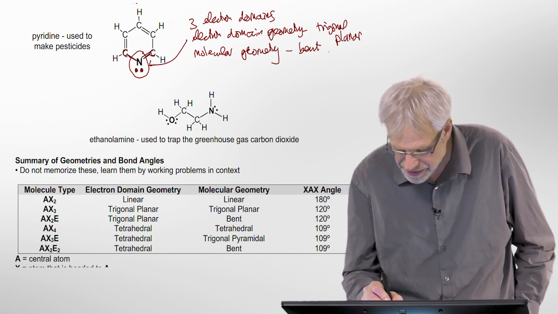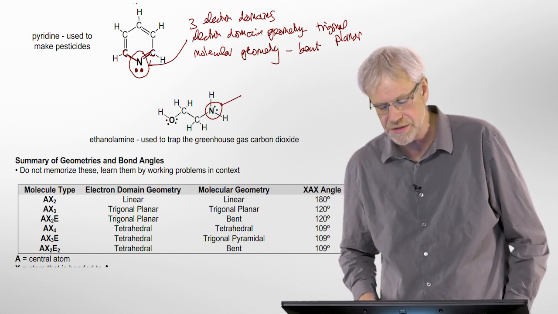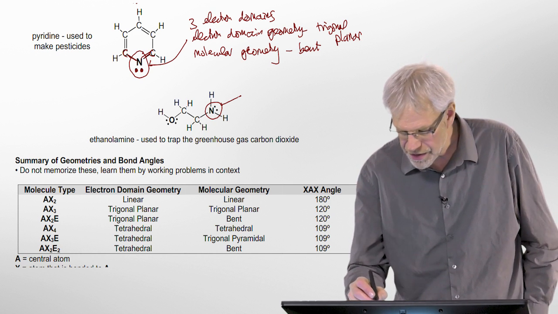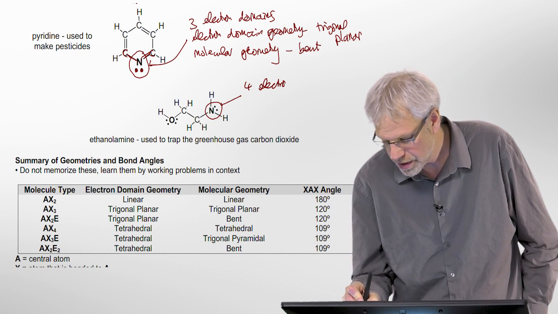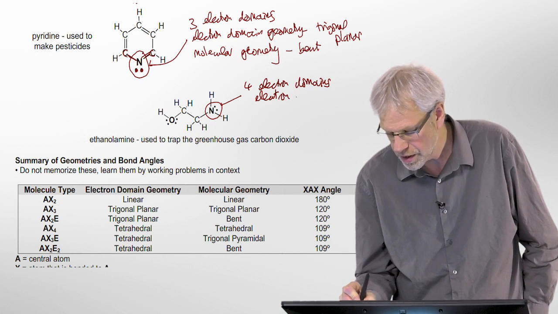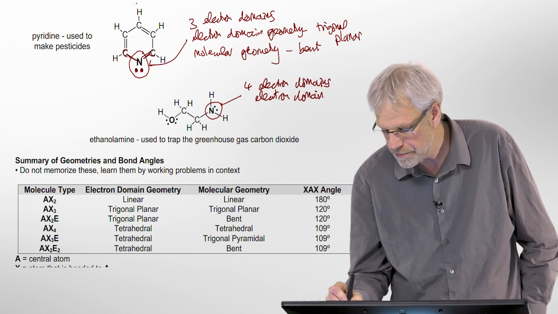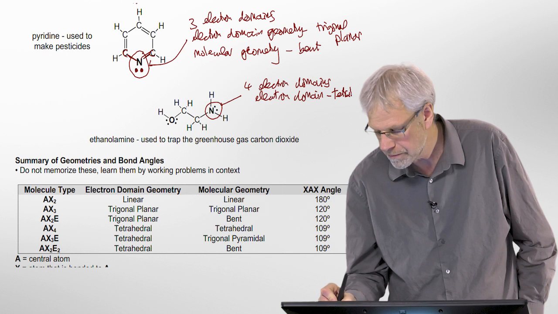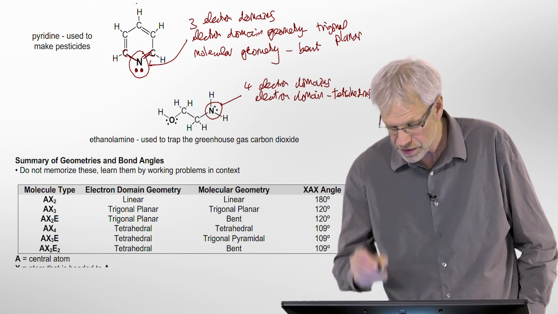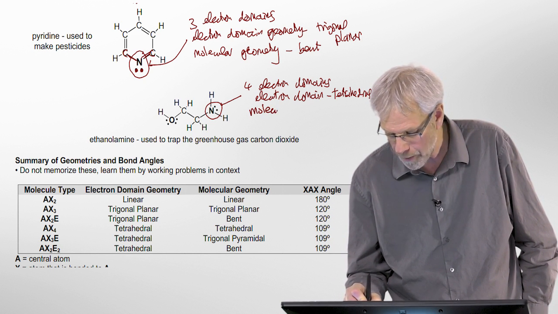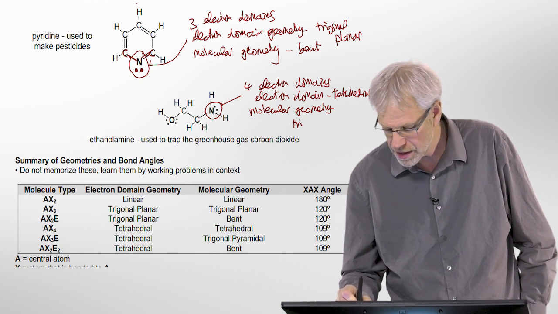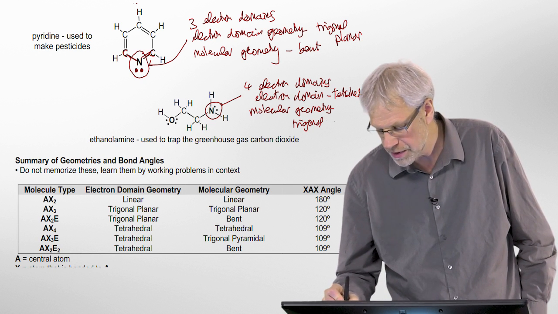Ethanolamine is used to trap greenhouse gases in modern implementations in modern powerhouses that generate carbon dioxide. The nitrogen has 4 electron domains. Therefore, the electron domain geometry will be tetrahedral. Remember, the non-bonding electrons don't contribute to the molecular geometry, and so the molecular geometry of this nitrogen atom will be trigonal pyramidal.